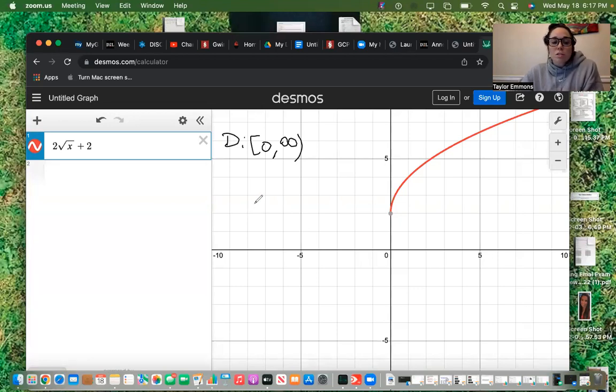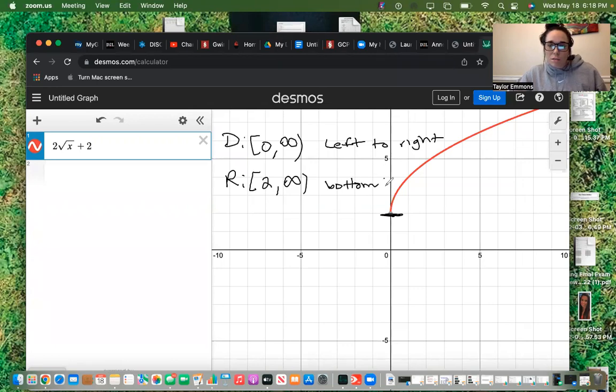If you're just joining us, we're doing number 11 on our review page. For our range, our lowest y value is 2. Our highest y value is infinity. So the way I think of this is domain is left to right, and range is bottom to top. It's kind of like, what's the farthest number on those aspects?